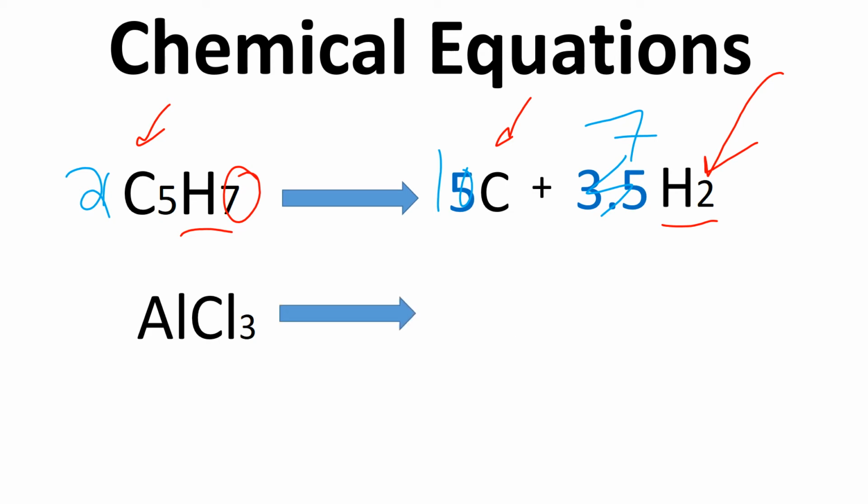Let's take a look at another one. Aluminum chloride breaks down into aluminum and chlorine gas. If you look at the aluminums, we have 1 on either side of our arrow, so they're actually balanced to start. But then if we look a little further, we've got 3 chlorines on the left side of the arrow and only 2 chlorines on the right side of the arrow.